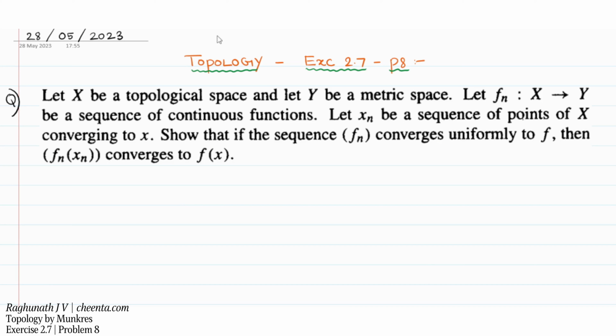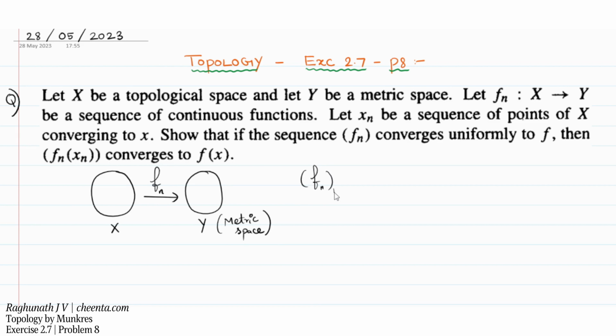So here they are saying that let X be a topological space and Y be a metric space. So some metric is defined on that and that metric topology is put on to Y. Let Fn be a sequence of continuous functions. Sequence means Fn is defined for all n in natural numbers. And it is also given that the sequence xn of points of X converges to x.